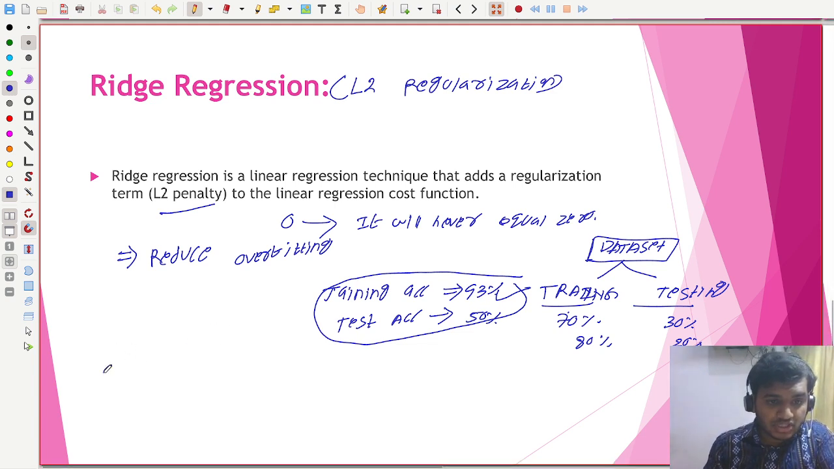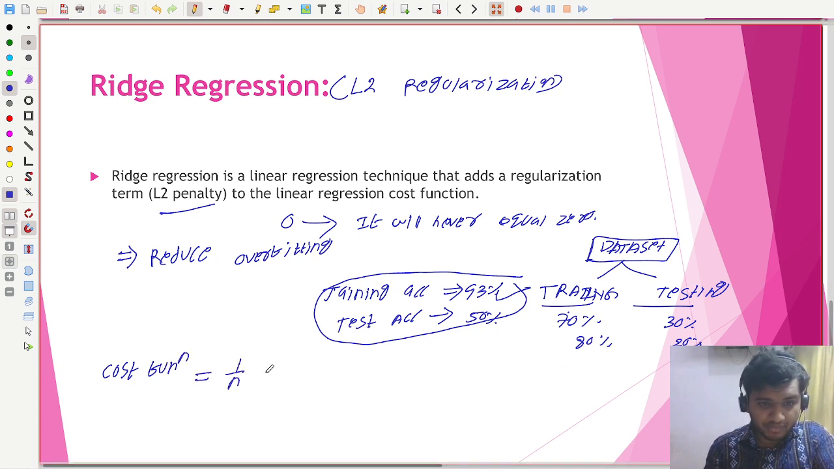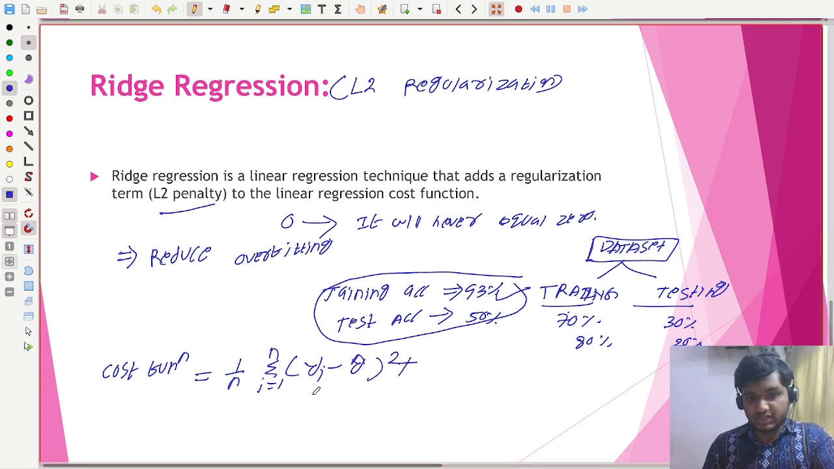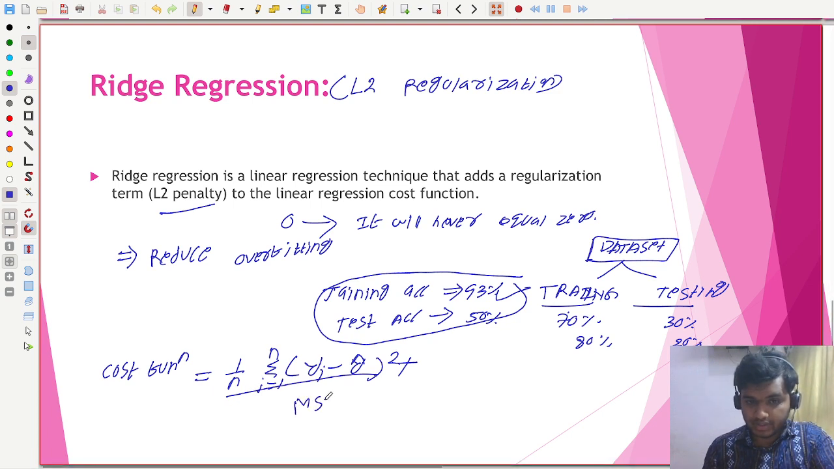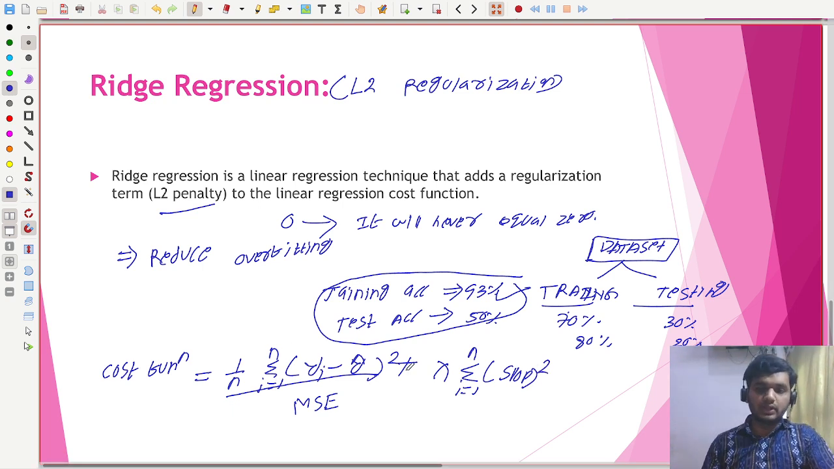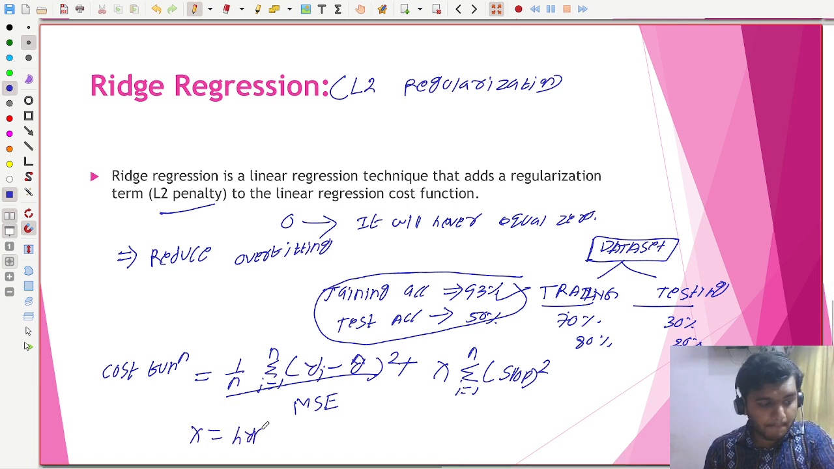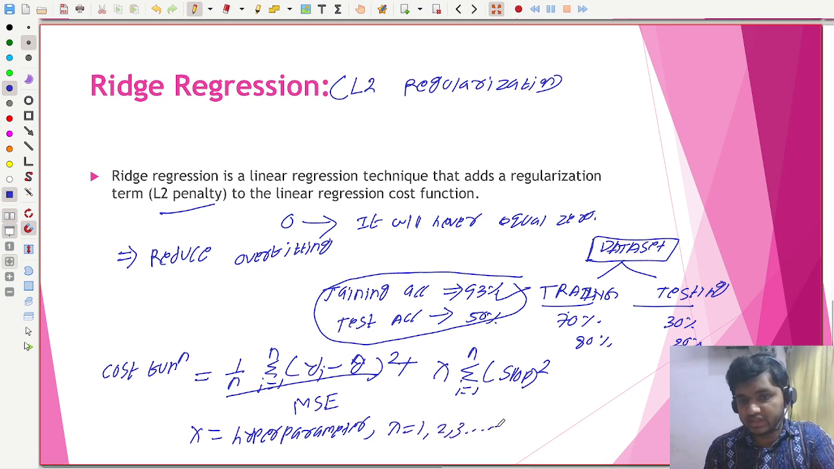So here the cost function to reduce overfitting is 1 by n summation i equal to 1 to n, actual minus predicted whole square, which is the formula of mean square error, plus lambda into summation i equal to 1 to n slope square. Here lambda equal to hyperparameter.